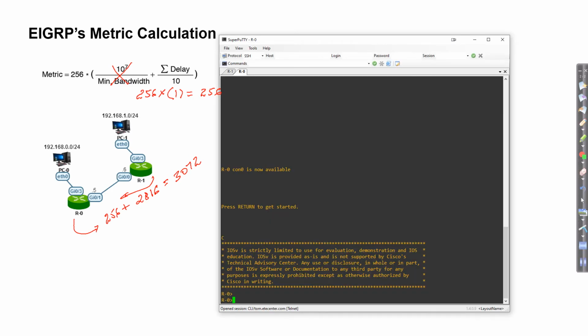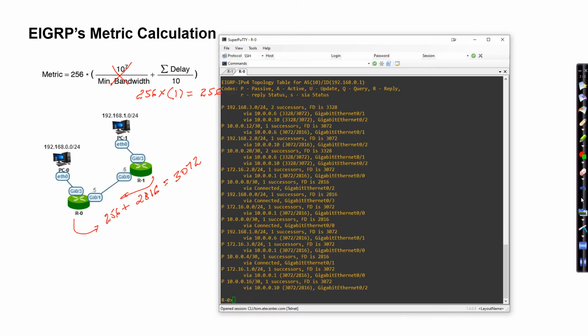Here in router 0, show ip eigrp topology. The highlight is the output from router 0 for 192.168.1.0, where it had one successor and the feasible distance is 3072 via 10.0.0.6, which is router 1. The number in the back is the advertised distance from router 1, where the number in front is the feasible distance.